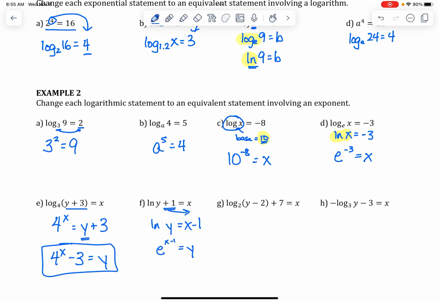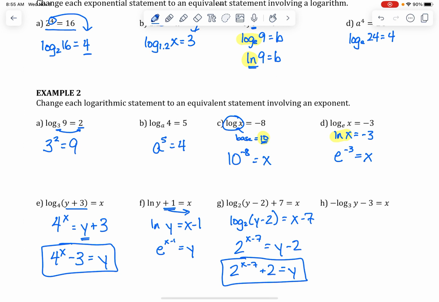And then moving on with some of these others, the 7 is on its own, so you can bring the 7 over. y minus 2 equals x minus 7. And now we have y minus 2 in parentheses, so that comes together. So the base is 2, your exponent is x minus 7, and then everything in parentheses is on the right. And bring the y by itself, so add the 2 back to the left. All right, and so that's how you solve for y in that case.